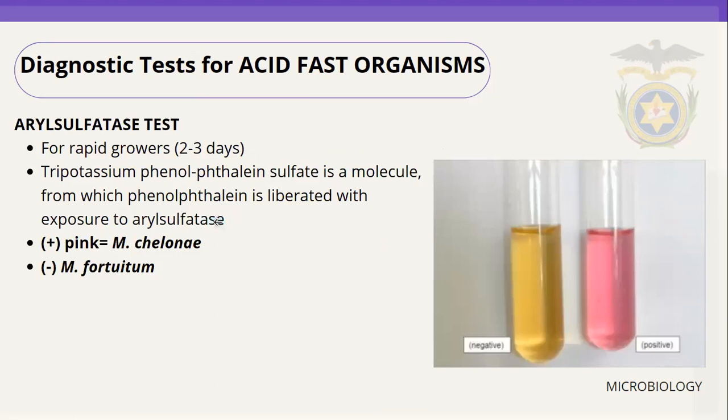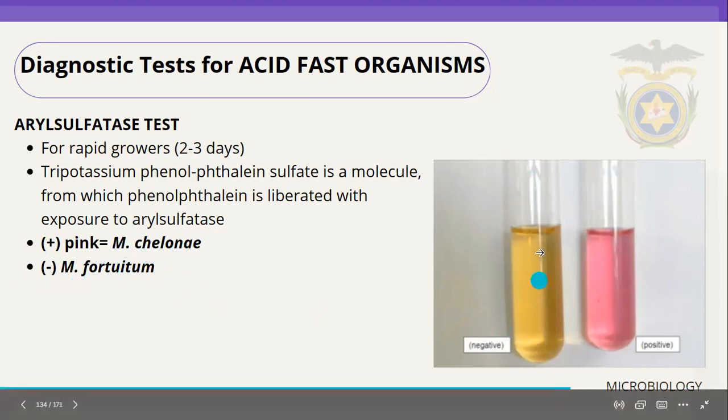And our next test is our aryl sulfatase test. This test is for the presumptive identification of rapid growers. These are mycobacteria that can grow in 2 to 3 days. And in this test, tripotassium phenolphthalein sulfate is a molecule from which phenolphthalein is liberated with exposure to aryl sulfatase. So for this test, the positive color is pink, which is for Mycobacterium chelonae, and negative result here is yellow, which can be seen in Mycobacterium fortuitum.